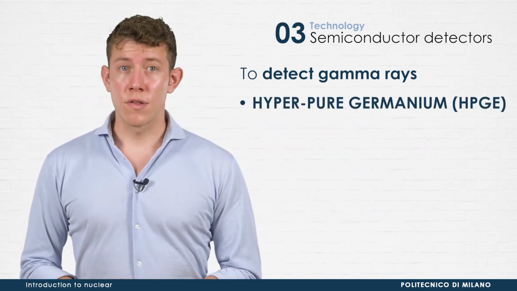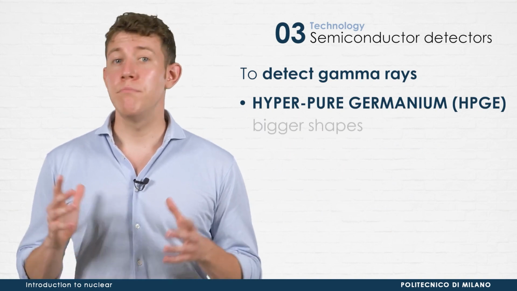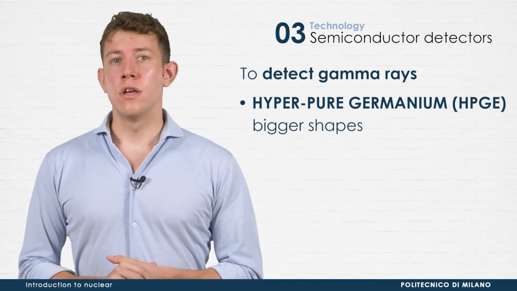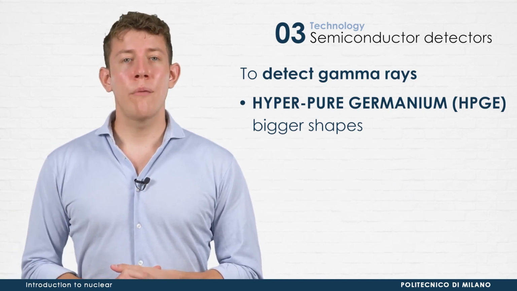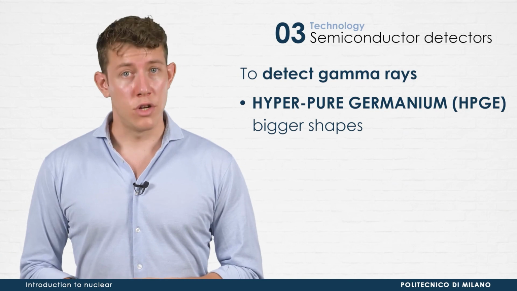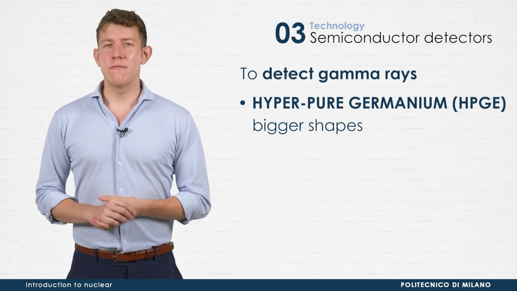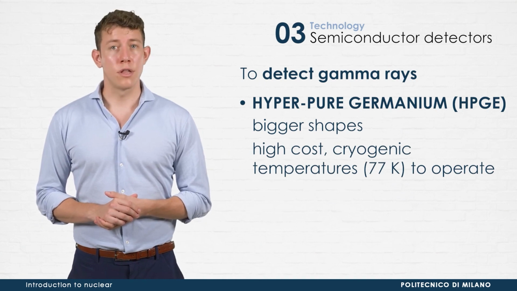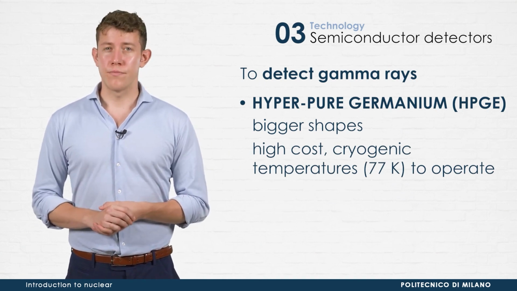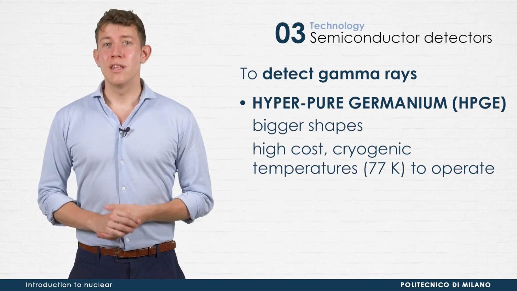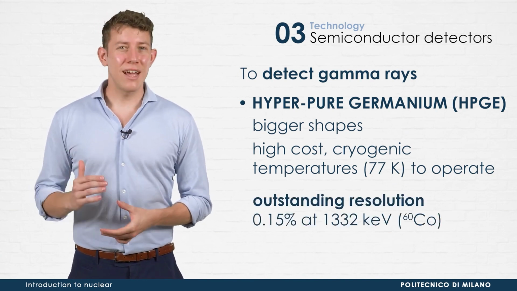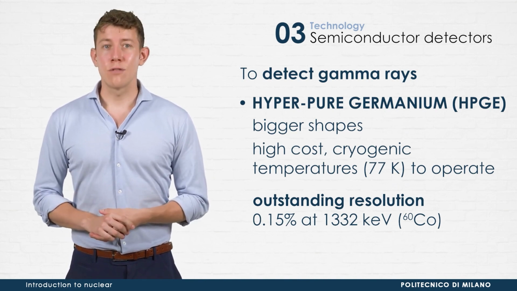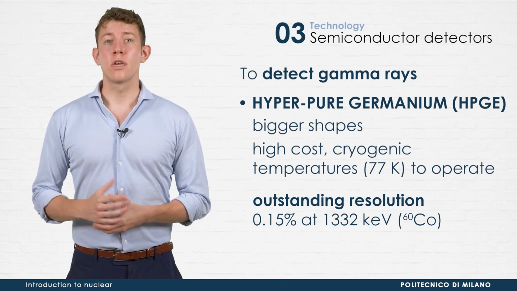Hyperpure germanium crystals can be manufactured in significantly bigger shapes with respect to other semiconductors, thus ensuring the absorption of gamma particles up to a few mega-electron volts of energy. The main disadvantages lie in their high cost and necessity of cryogenic temperatures to operate, namely 77 Kelvin. Germanium detectors distinguish themselves for their outstanding resolution, which can be about 0.15% at 1332 kilo-electron volts.